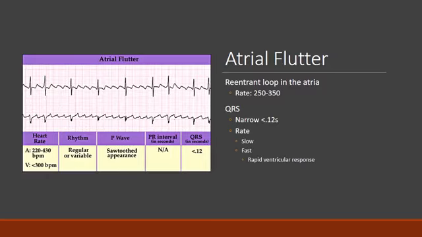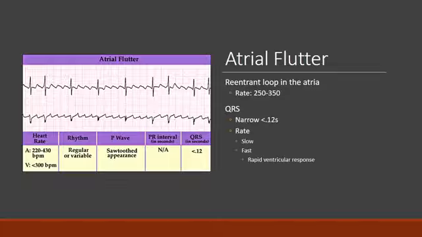Next, let's talk about atrial flutter. Atrial flutter is very similar to AFib, but with this, the rate is much slower. You can see the rate of the atrial depolarizations is somewhere around 250 to 350 beats per minute. And really what we have here is an establishment of a reentrant loop in the atria. And so it's a cycle where we have a depolarization wave that just continues to feed back on itself and continually cause a depolarization of the atria.